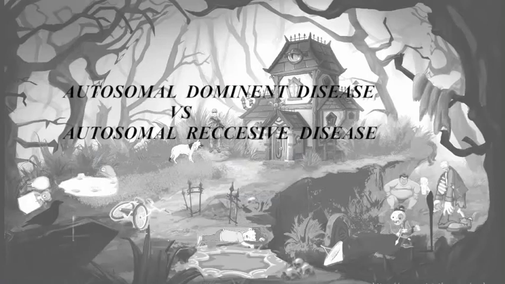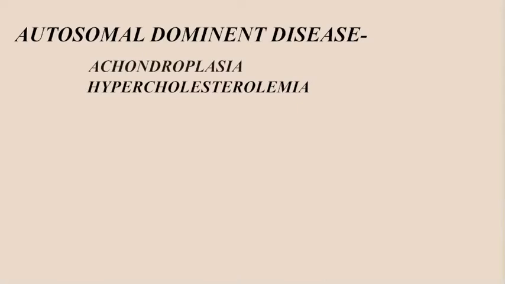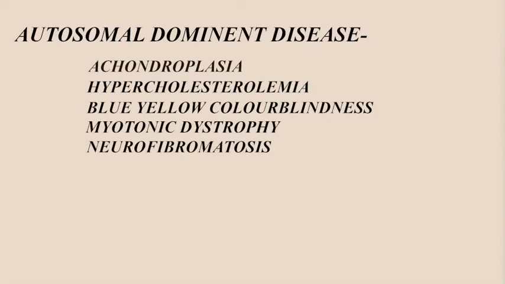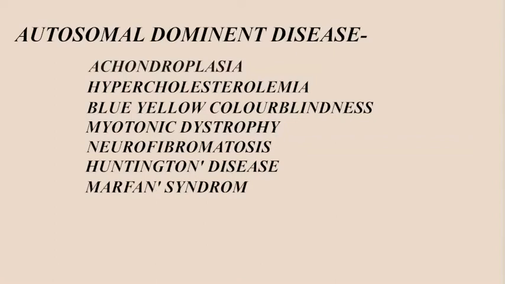Today's topic is autosomal dominant diseases and autosomal recessive diseases. Autosomal dominant diseases are achondroplasia, hypercholesterolemia, blue-yellow color blindness, myotonic dystrophy, neurofibromatosis, Huntington's disease, and Marfan syndrome.